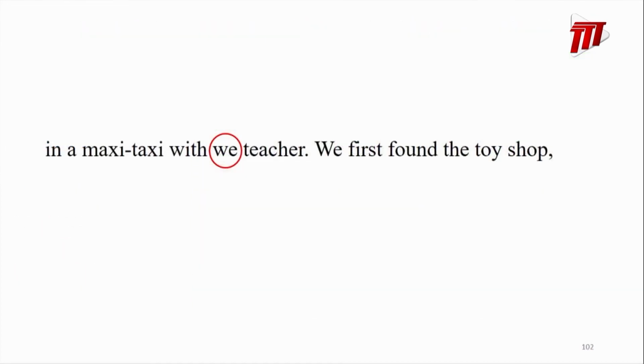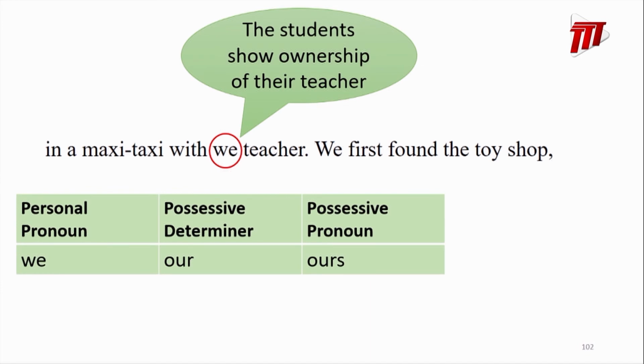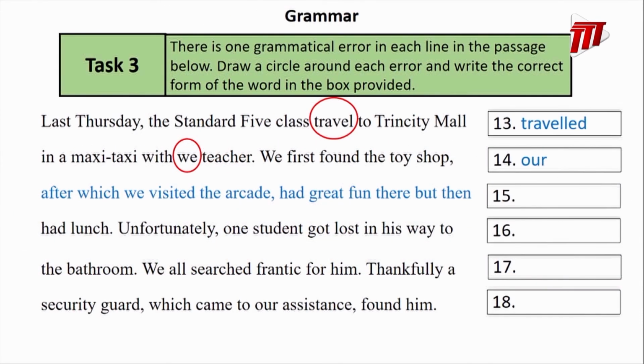But in this case, we have "we teacher." We don't need a personal pronoun there. We need a possessive pronoun. And the possessive pronoun that goes with "we" is "our." So we need to show ownership. "We," our. Yes, in a maxi taxi with our teacher, we first found the toy shop. So we are going with the possessive determiner, our. So the word "we" would be circled and "our" written in the box that is provided.